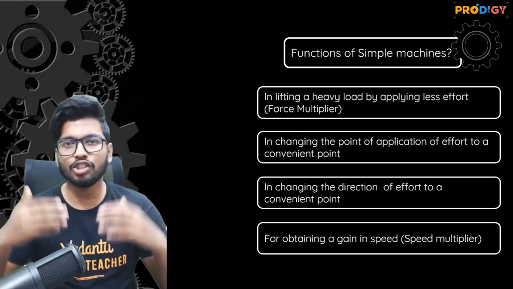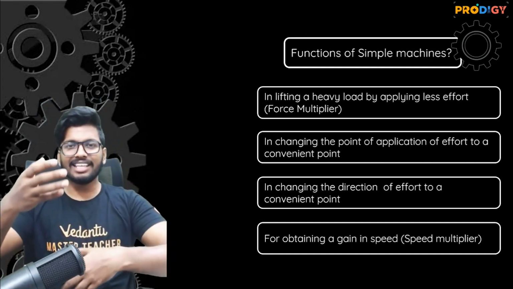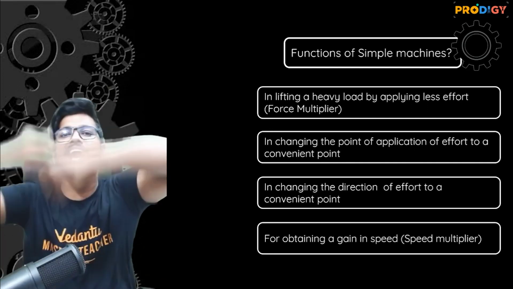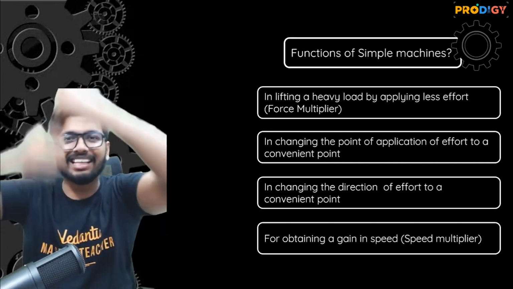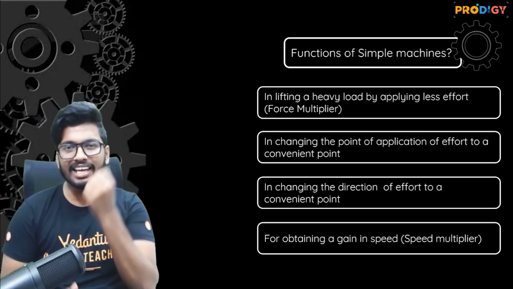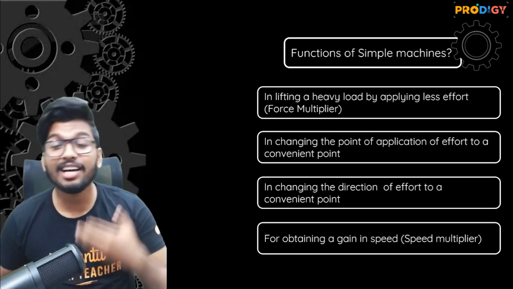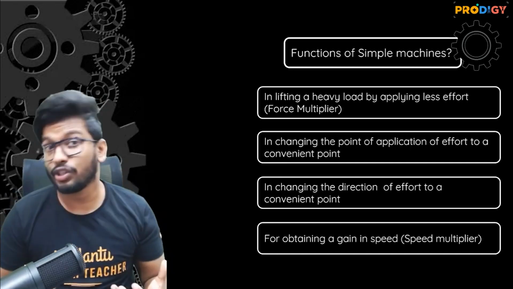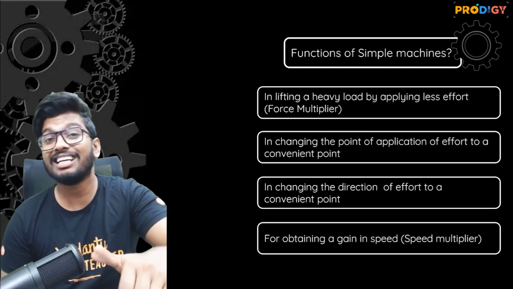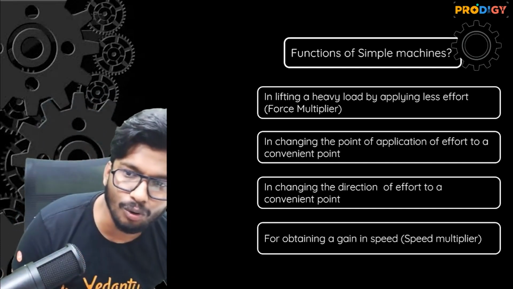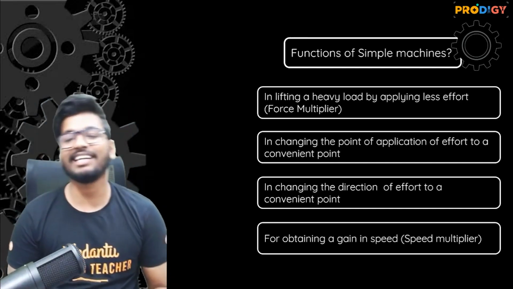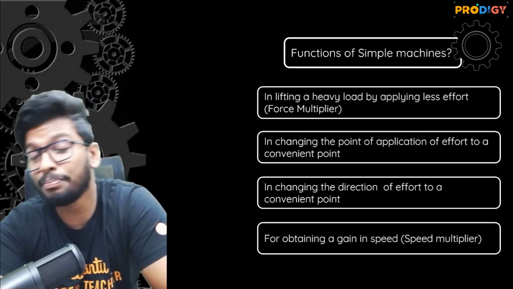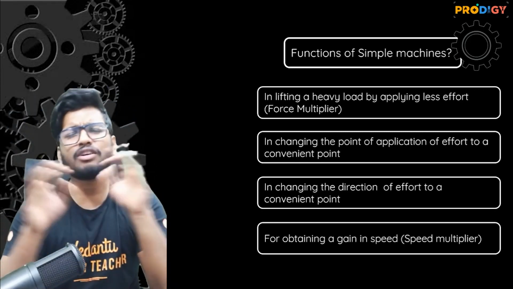For example, let's talk about a pulley. Now, in a pulley, it's easier for you to pull down something than to pull up something because you're working against gravity at that time. But when you're pulling down, you're working with gravity. So it can be for changing the point of application as well. It could be for changing the direction of effort also. And finally, guys, it can also be used for gaining speed, which is also known as a speed multiplier. So it could be for any of these.